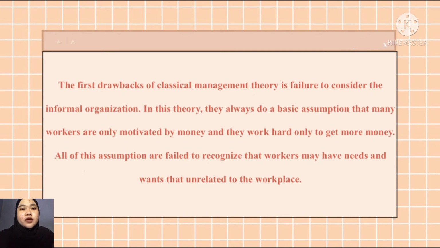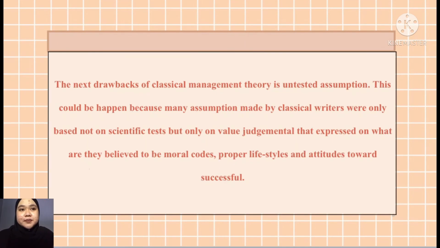The first drawback of classical management theory is failure to consider the informal organization. In this theory, they always make a basic assumption that many workers are only motivated by money and they work hard only to get more money. All of these assumptions fail to recognize that workers may have needs and wants that are unrelated to the workplace.